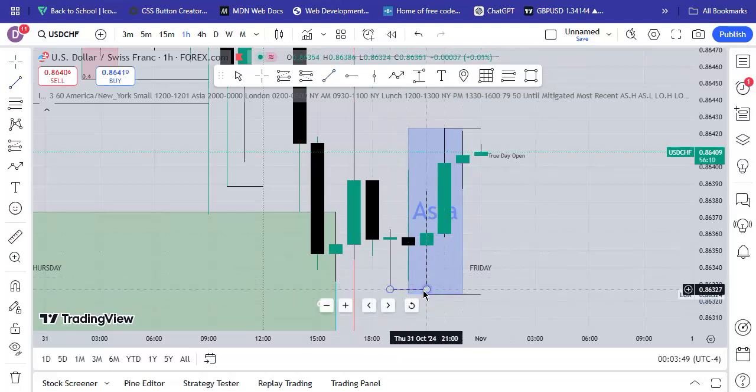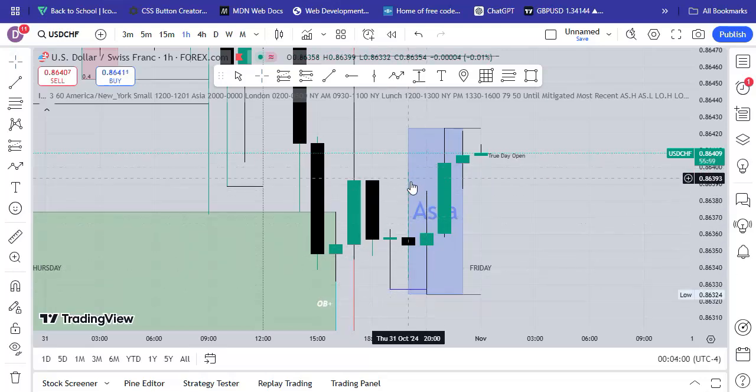This low has been taken out. So those people who bought here will have their stop losses here. We ran them out here. If they didn't secure their positions or secure their profits when price got here, we took them out here, and then we had this sharp price move taking out this high.